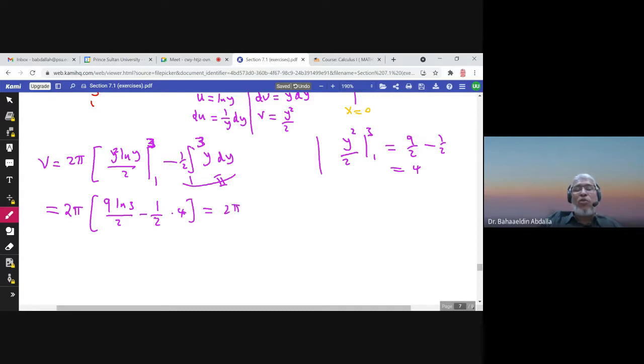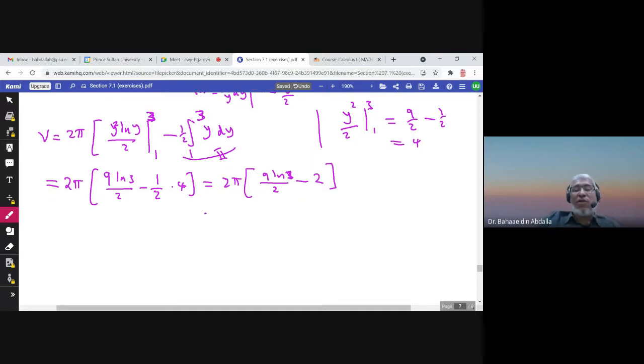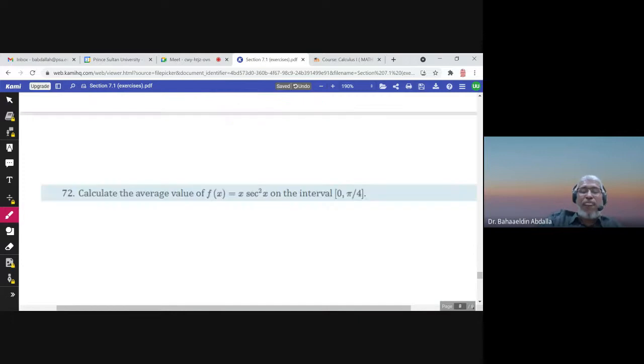So 2 pi times 9 ln 3 over 2 minus 4 over 2, which is 2, and this would be the final answer. You can expand 2 over 2, so 9 pi ln 3 minus 4 pi. You can write the answer like this.